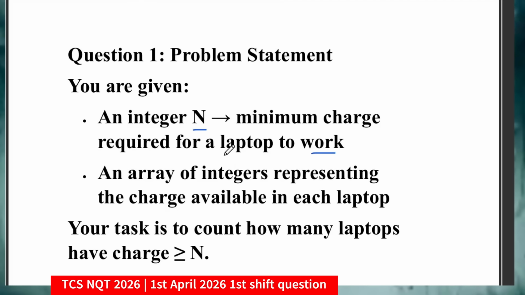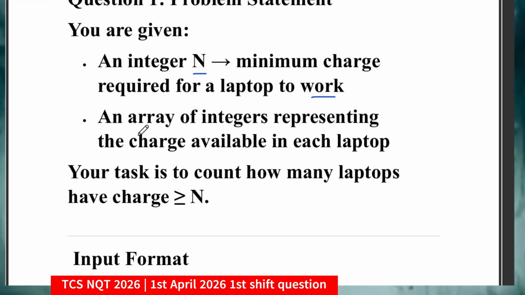So first of all we have to take an integer n, then you have to take an array of integers representing the charge applicable to each laptop. First will be the minimum charge. Now your task is simple: you just have to count how many laptops have charge greater than or equal to n.